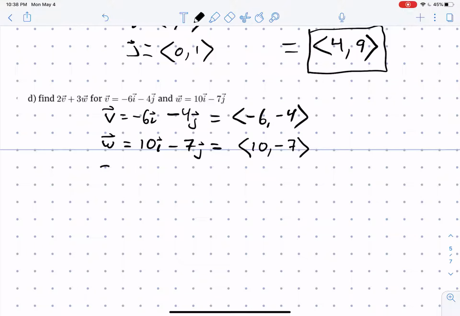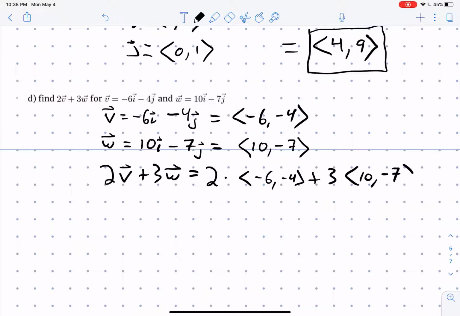And now we would like to find the expression 2v plus 3w. I'm going to use the expressions for v and w that I found just before. So this is equal to 2 times minus 6, minus 4, plus 3 times 10, minus 7, which is equal to, well, doing scalar multiplication, multiplying the 2 through that first vector is going to give us negative 12, negative 8, multiplying 2 times minus 6 and 2 times minus 4. And then plus multiplying 3 through, that's going to give us 30 and negative 21.